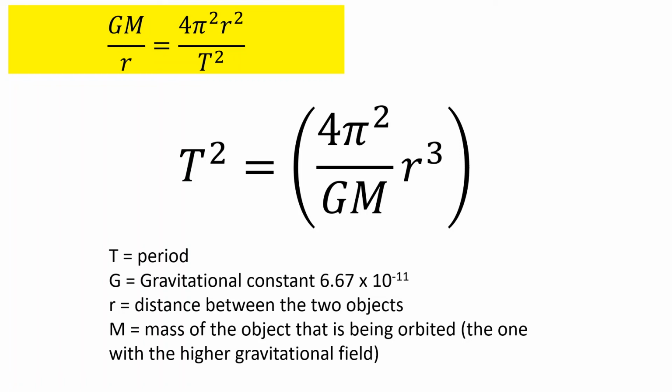T is the period, G is the gravitational constant, in this case 6.67 times 10 to the minus 11. Is that correct? Isn't it 10 to the minus 10? No, it's correct, yes. 6.67 times 10 to the minus 11. R is the distance between the two objects. M is the mass of the object that is being orbited, in this case the one with the higher gravitational field. So it's the one creating the gravitational field.